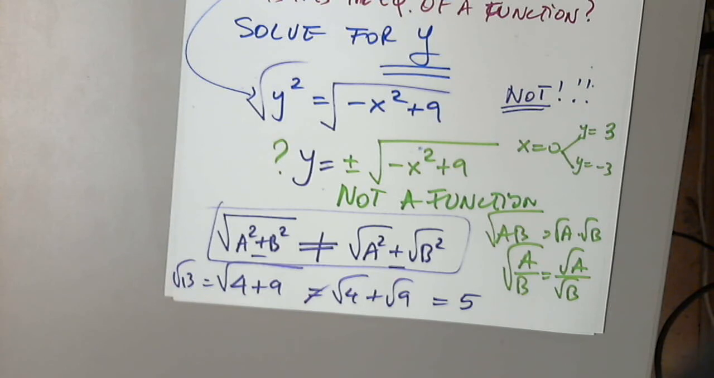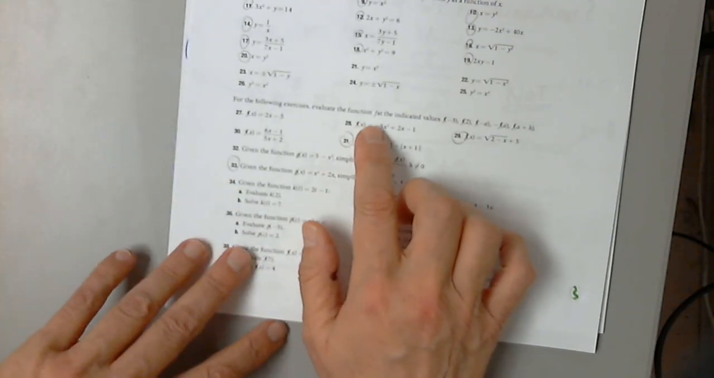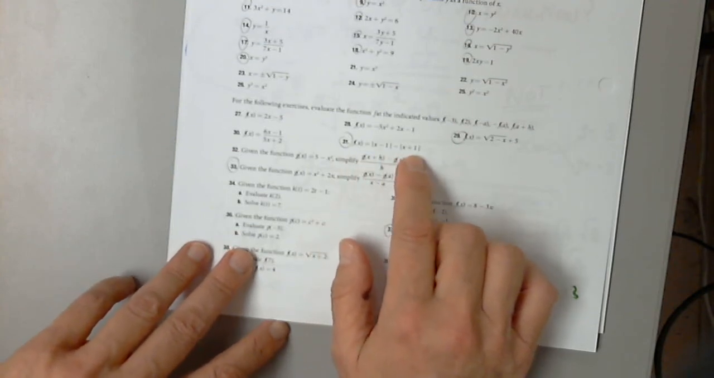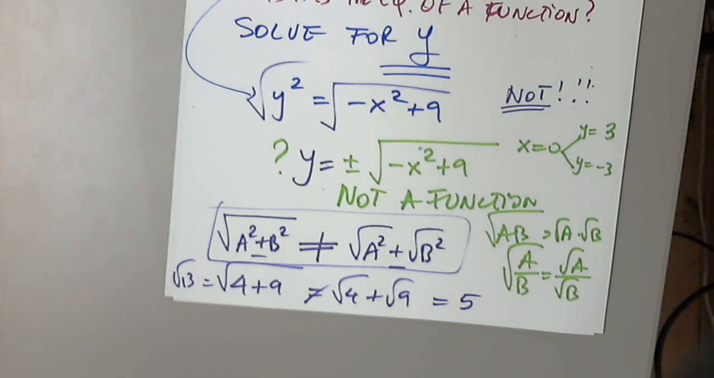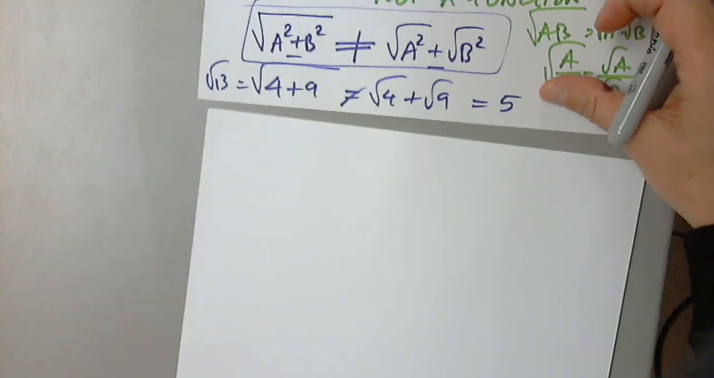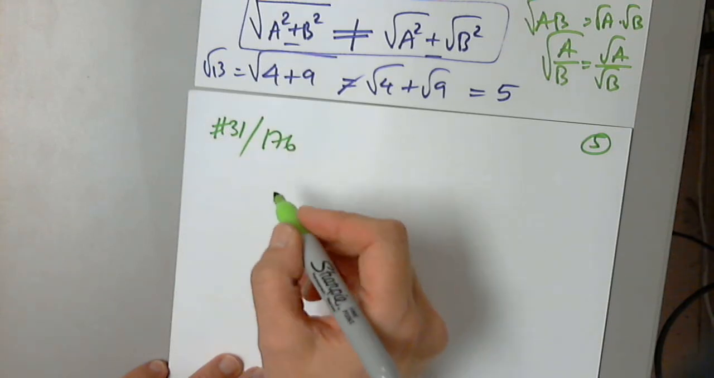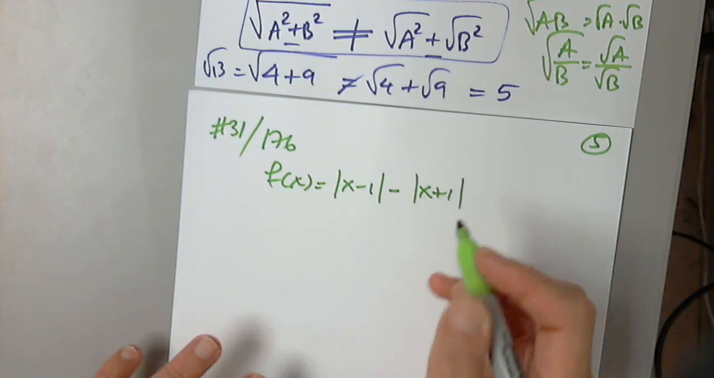Any questions so far? Okay, so here's an example. You will be very happy to see it. I know that. It's right here. For the following exercises, evaluate the function f at the indicated values. We've seen this before? Of course we have. So we're asked, first of all, to simplify that fully. Not just plug in, because everyone can plug in. So let's do that. So this is problem 31 on page 176. And the function is f of x equals the absolute value of x minus 1 minus the absolute value of x plus 1.